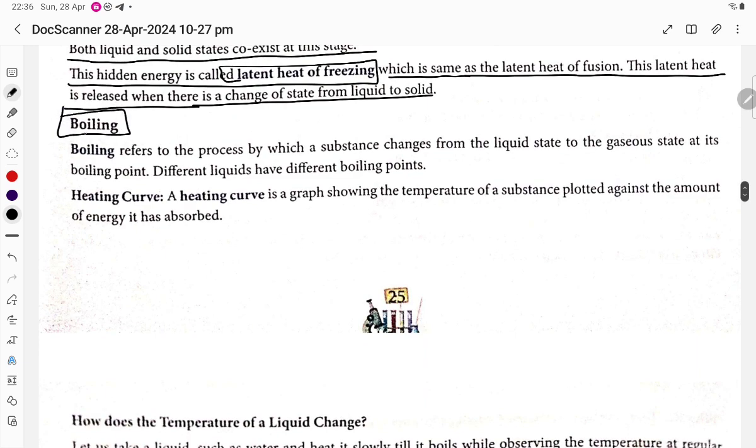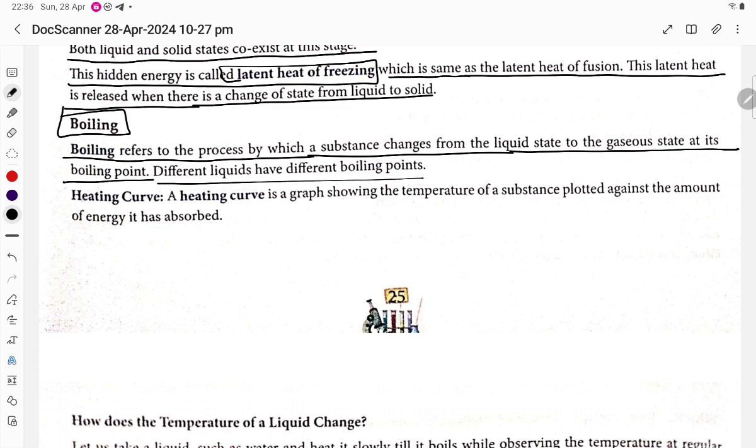What is boiling then? Boiling refers to the process by which a substance changes from the liquid state to the gaseous state at its boiling point. Different liquids have different boiling points.